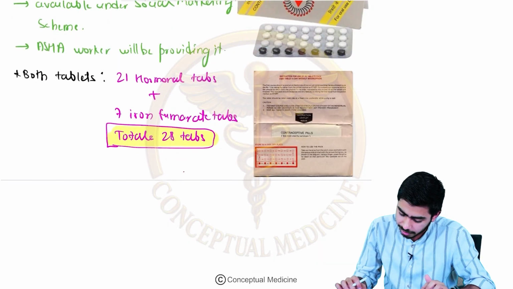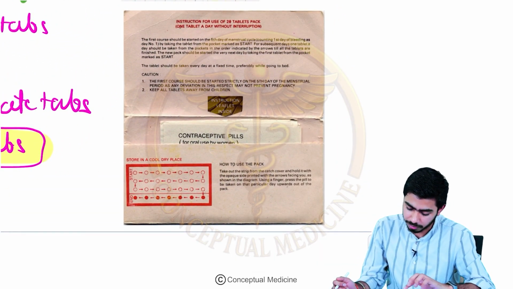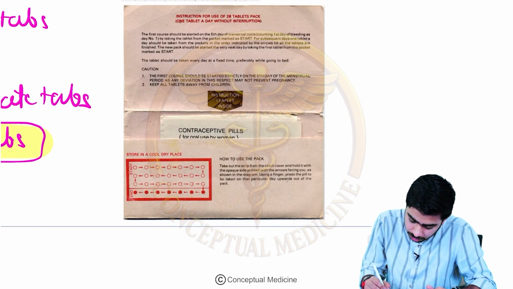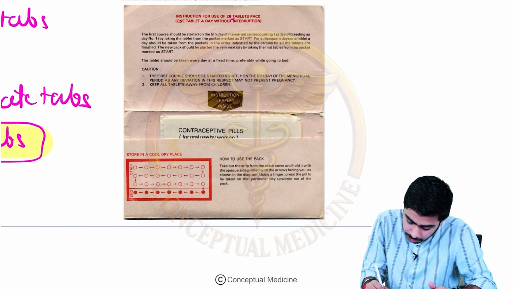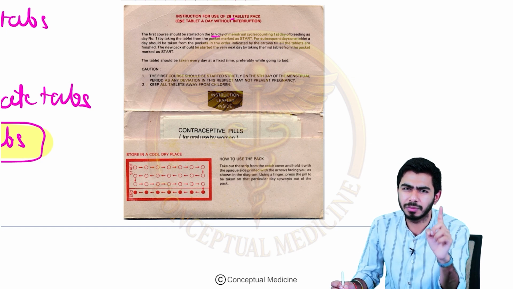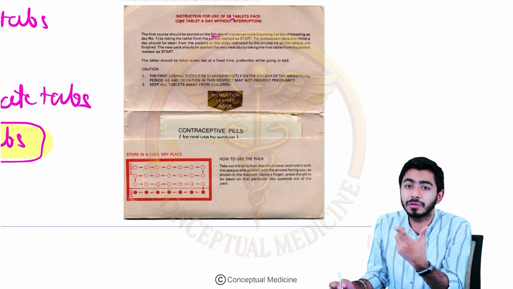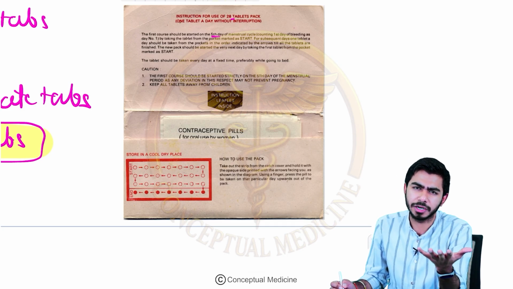Okay guys, now this is the packet. When you open this packet, you will see the instruction for the 28 tablets pack. What is written over here? The first course should be started on the 5th day of the menstrual cycle. That is important. If some couple is starting these tablets, which couple are we targeting? This is the eligible couple. I told you what is the eligible couple, newly married couple and all.